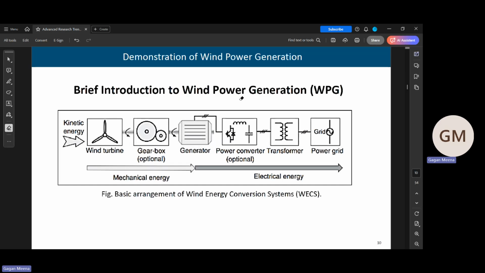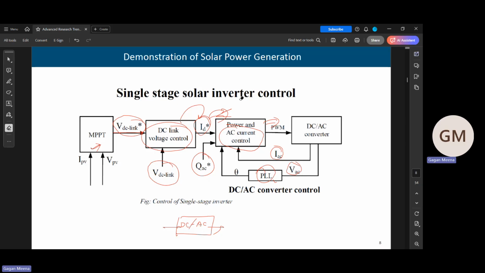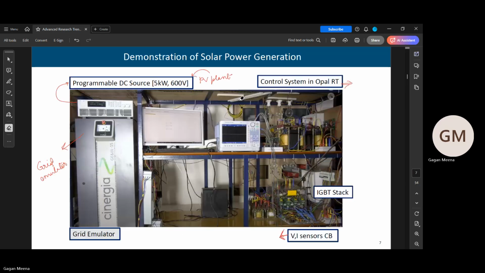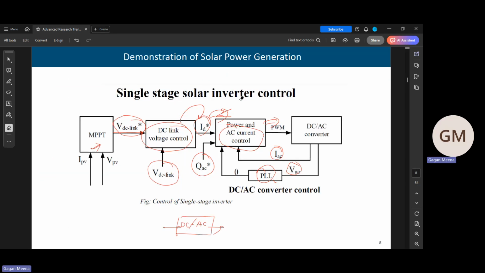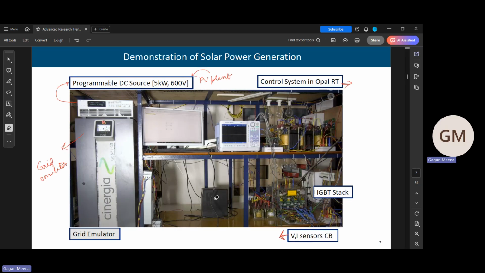Now moving on to the demonstration of wind power generation. In the demonstration of solar power generation, we had also discussed two things. In the solar inverter, we did two things, right? Yeah, there were two things: one is a snubber circuit and one is a bleeder resistor.